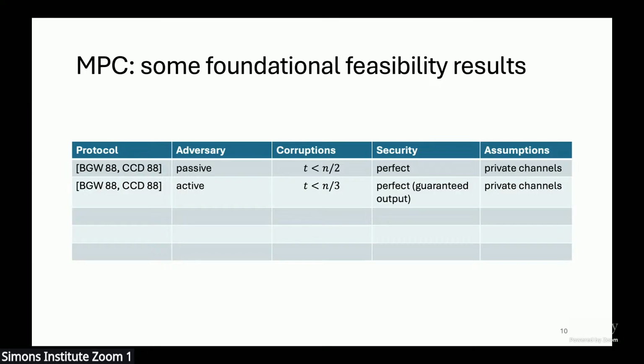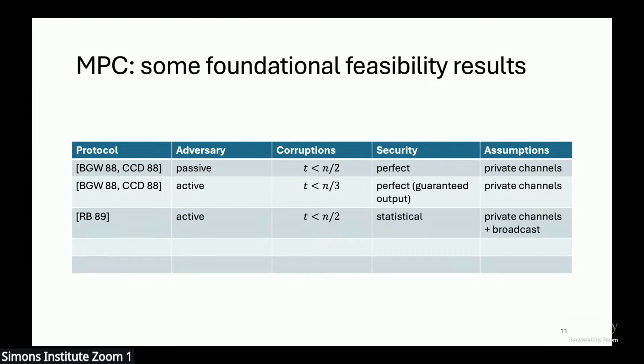And when you jump to active security, it changes a little bit. So now, if you want perfect security, you have to have t less than n over 3. And instead, if you have t less than n over 2, there are protocols that still get you statistical security, so just with some tiny failure probability or cheating probability for an adversary. But this additionally requires a broadcast channel.